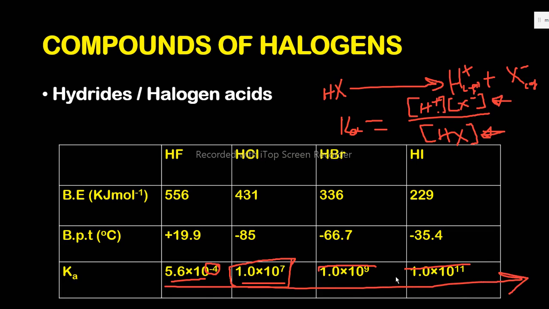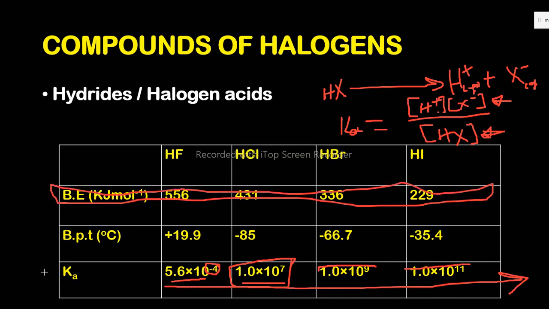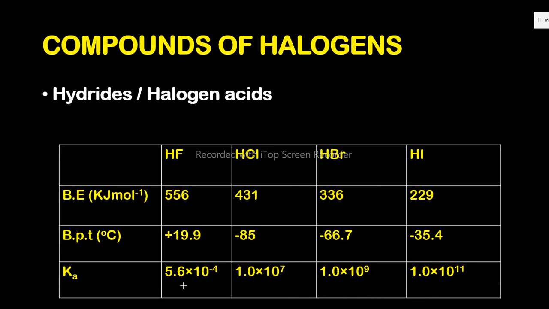Now why is it increasing? It is because of this. The explanation here is the one that is explaining this. Anyway, we are going to talk about it, but this table has helped us to clear everything. Now the acidity is increasing down the group.